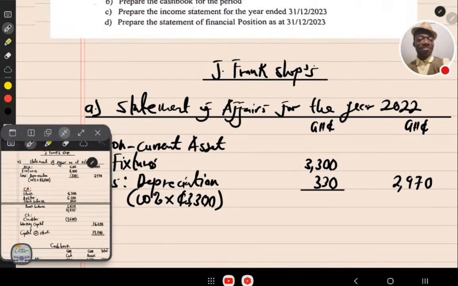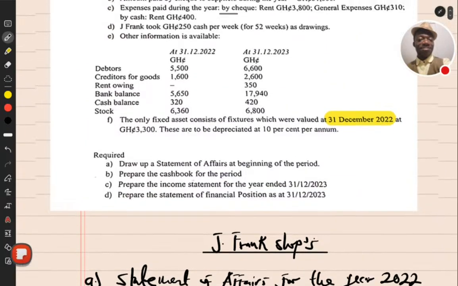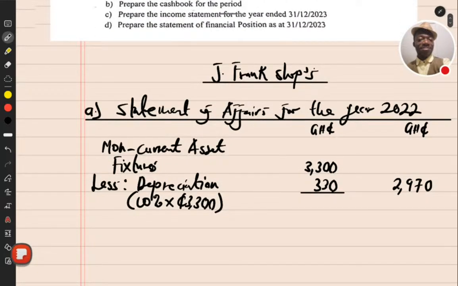So you get 2,970, now you are good to go. Once we are through with that, then move on to what? Is there any other non-current asset? No. So move on to the current assets, then we are through. So come to current assets.